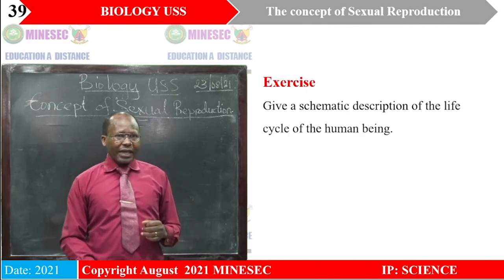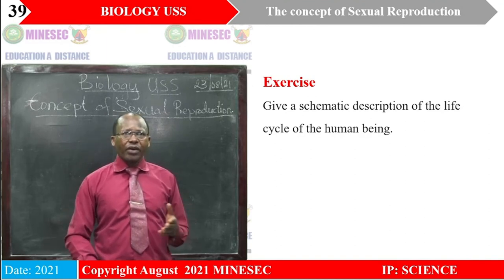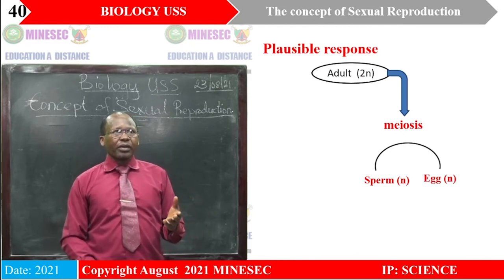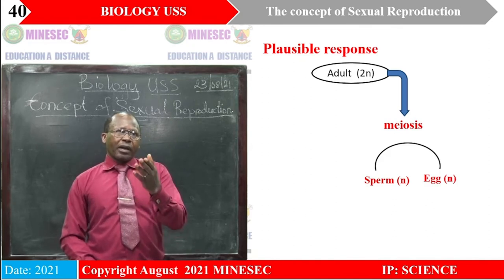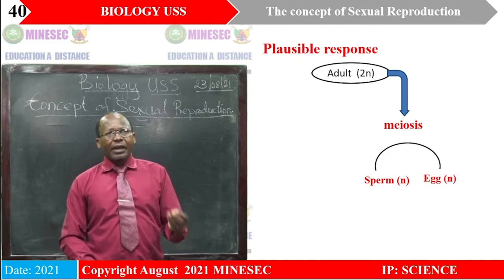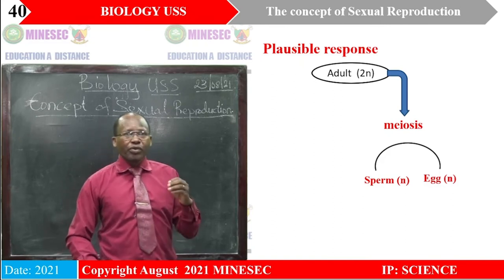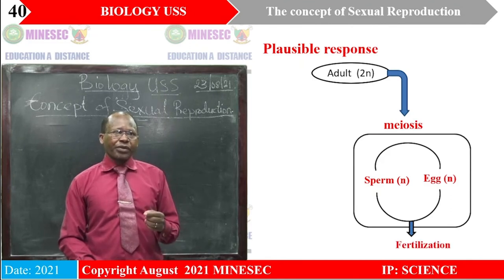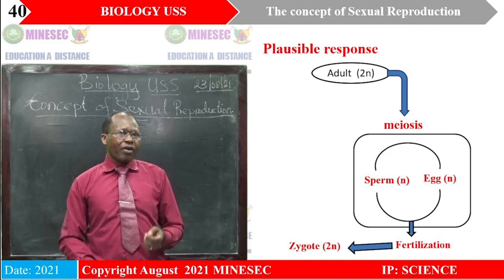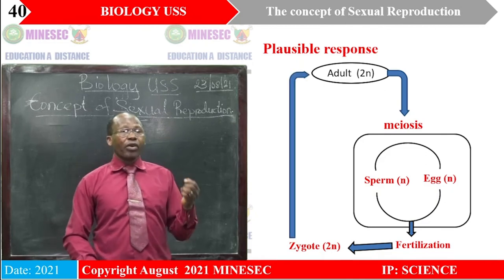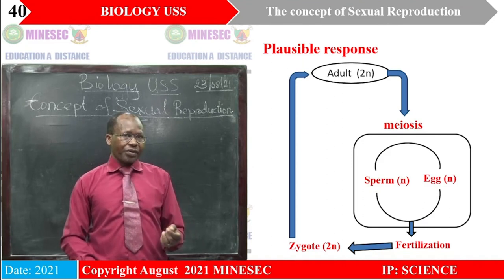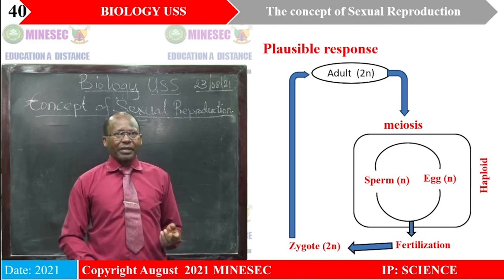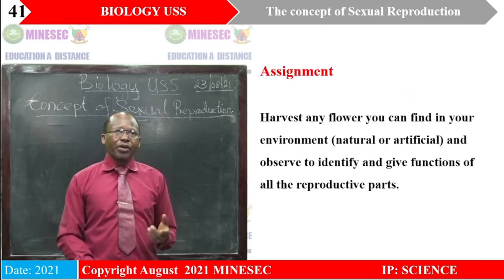We will have one short exercise, which is to give a schematic description of the life cycle of the human being. It goes as follows. We have the adult who is diploid, who will produce somatic cells by mitosis, but these cells in gametogenesis will produce the sperm and the egg by meiosis, and they will all be haploid. Then, if these fuse, fertilization will occur and a zygote that is diploid will form. This zygote will then grow to become an adult, and the cycle continues. Therefore, the sperm and the egg are the reproductive gametes. Then the haploidy and the diploidy are understood.